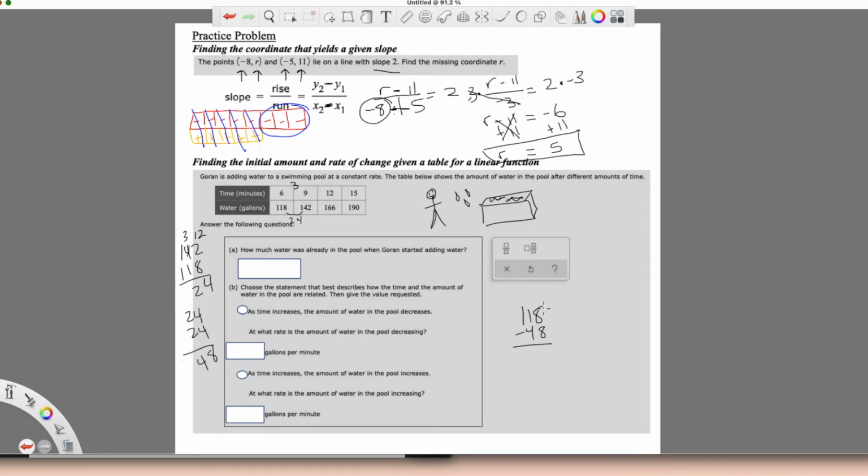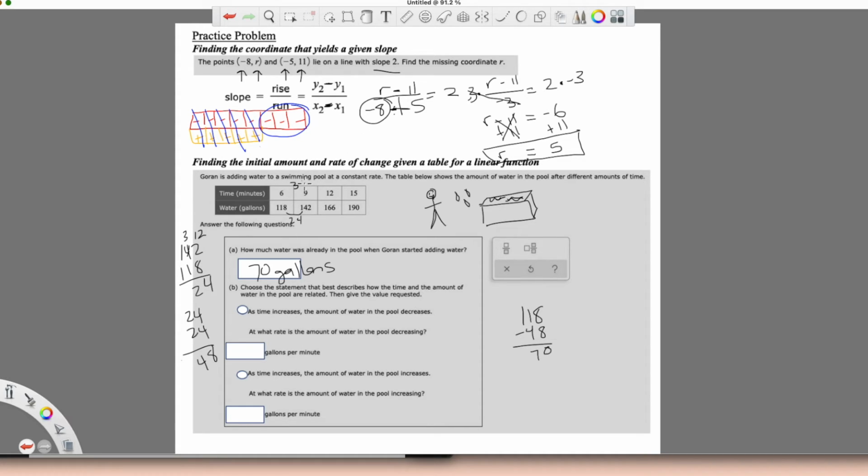8 minus 8 is 0. And 11 minus 4, we get 7, right? Because we'd take 1 away, and then we'd have 3 more to take away, which would be 7. So 70. So we started with 70 gallons in the pool. Again, we didn't start with 0, so we need to look at that relationship.